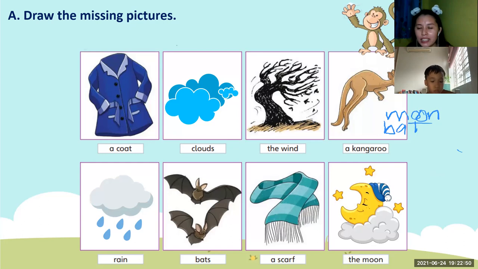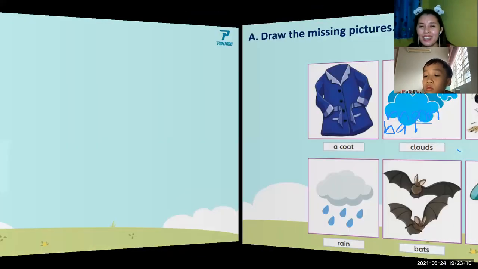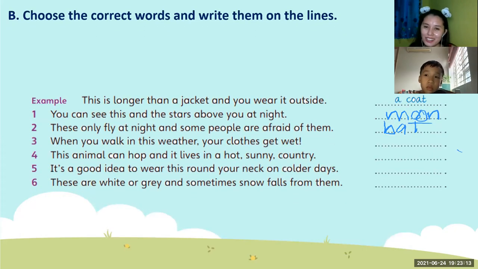Okay. Kangaroo. Okay, ready? All right. Let's continue. Number four. This animal can hop and it lives in a hot, sunny country. That is a. What is that?